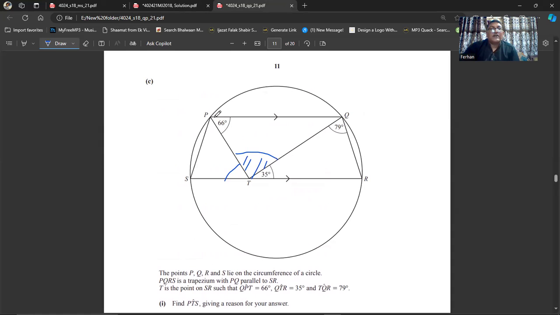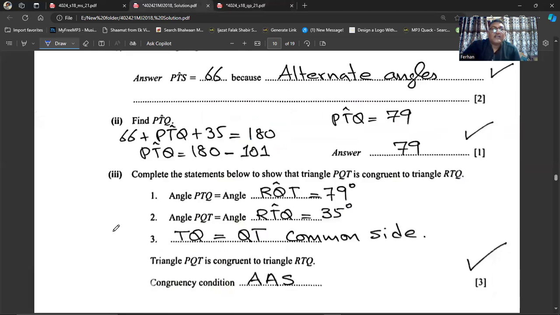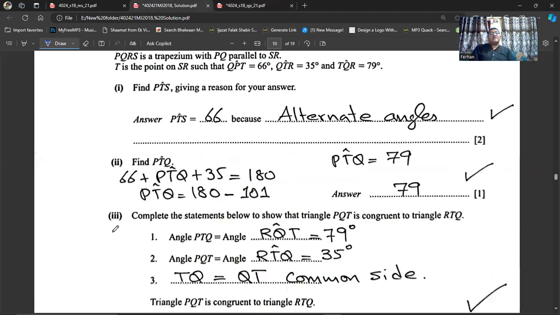They want me to find out the PTQ. I know this angle is 66, and these are the three angles on a straight line. So the sum of these three angles will be equal to 180. Very easily I can find: 66 plus PTQ plus 35 is equal to 180. The sum of the adjacent angles on a straight line is 180. So PTQ will be equal to 180 minus 101, and PTQ will be equal to 79 degrees. So 79 degrees is the answer, sir. 79 degrees is the right answer.